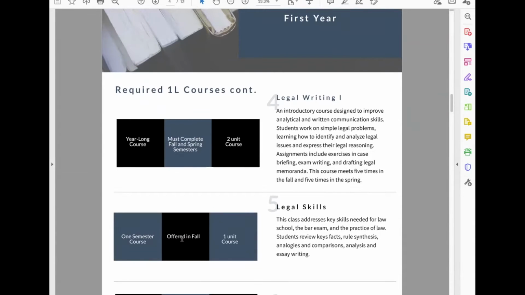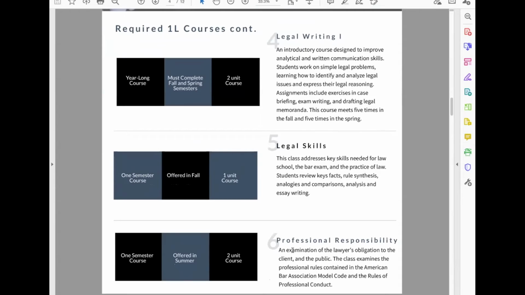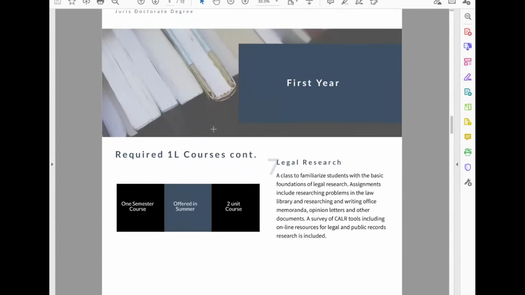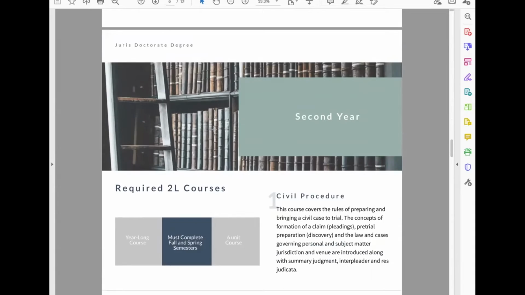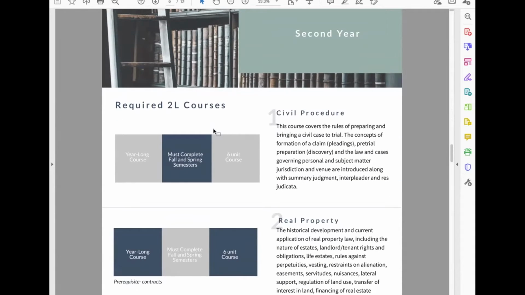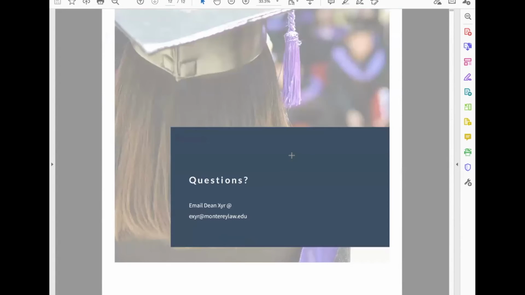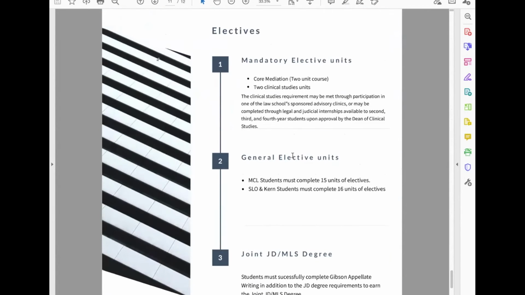Legal skills, it's only offered in the fall. It's 1 unit. It's a 1 semester course. Same with professional responsibility. It's a 2 unit course. It's offered in the summer. It's 1 semester. So this breaks down in more detail what the requirements are for their first, second, third, and fourth year, right? You can review this, and if you have more questions, let me know, but it's pretty detailed. But we'll go ahead and scroll to the bottom because most of the questions that you will get will relate to electives, not as much the required courses.